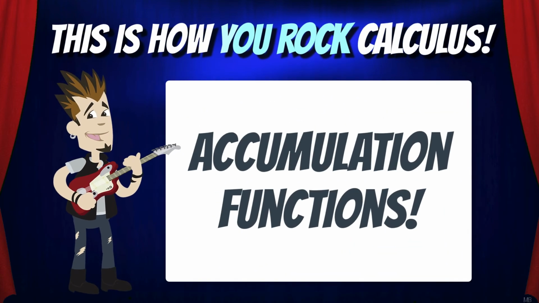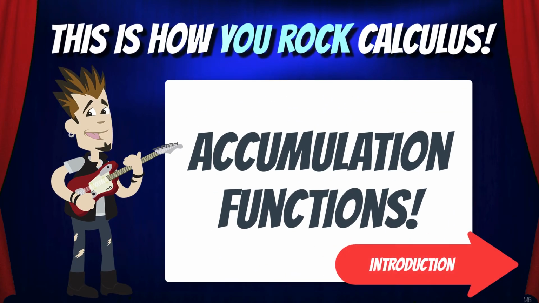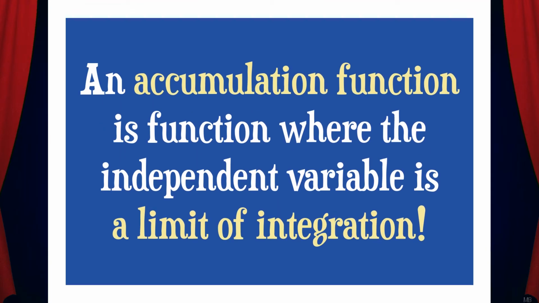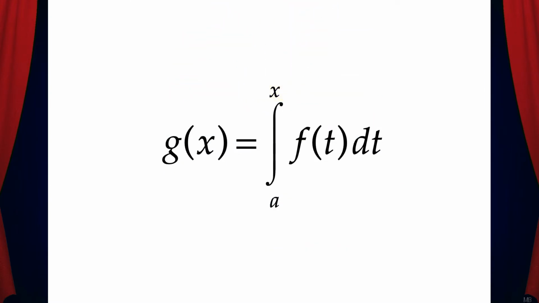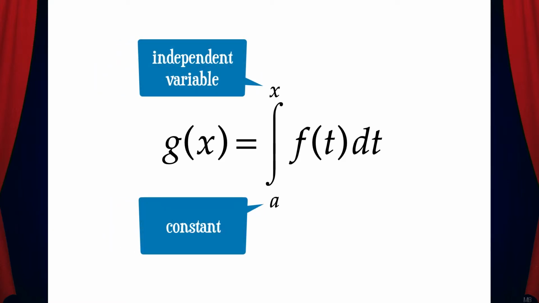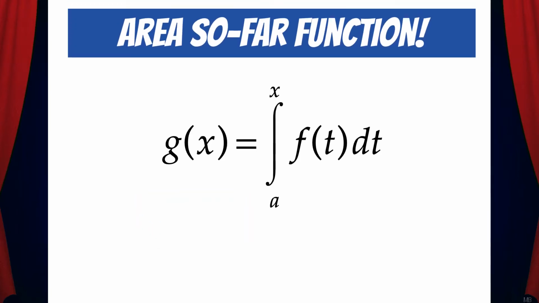Hey everybody, in this video, we're going to learn about accumulation functions. An accumulation function is a function where the independent variable is a limit of integration. For example, g of x equals the integral from a to x of f of t dt, where a is a constant and x is the independent variable.